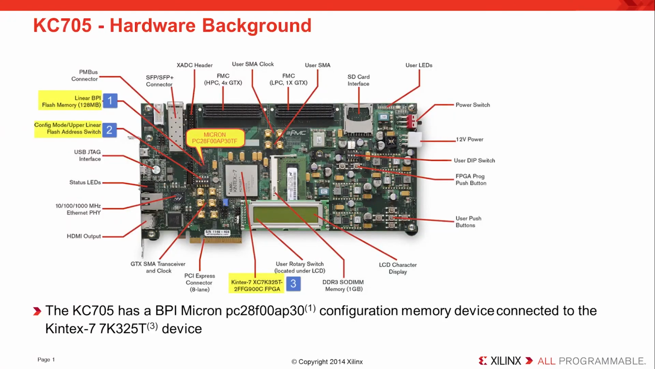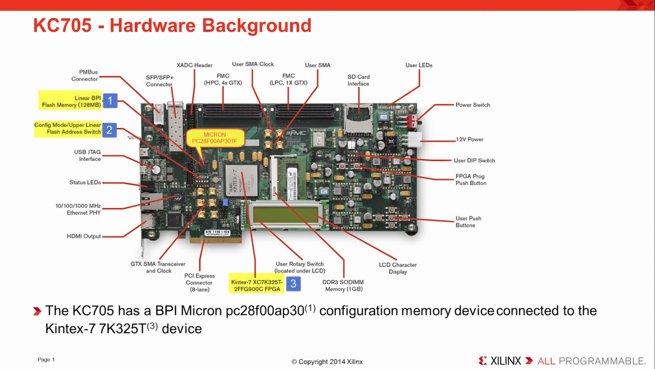Before we take a look at the demonstration, let's take a quick look at the hardware we will be working on today. The board we will use is the KC707 from Xilinx. The most important component for this quick take is the BPI Micron PC28F00AP30 device and the Kintex 7 325T FPGA device.